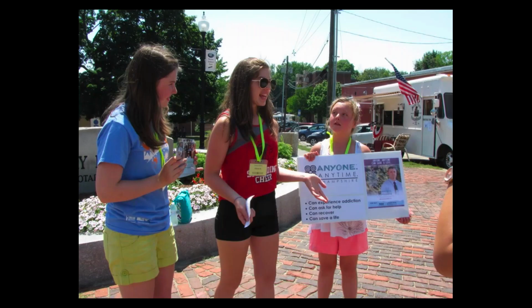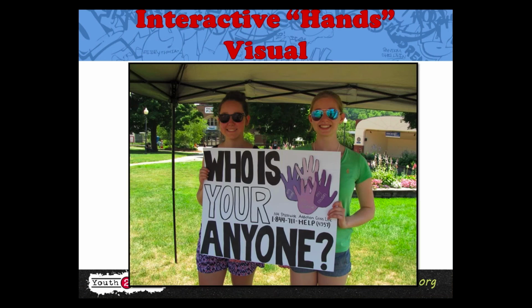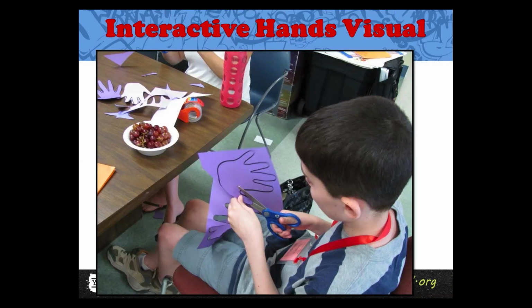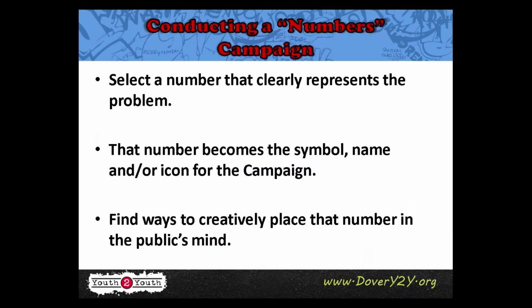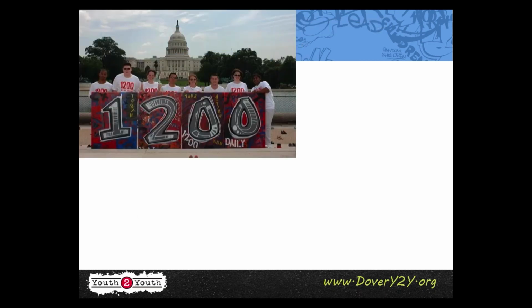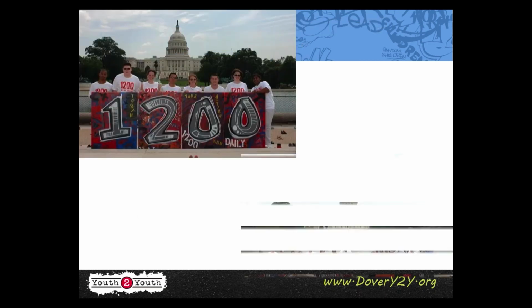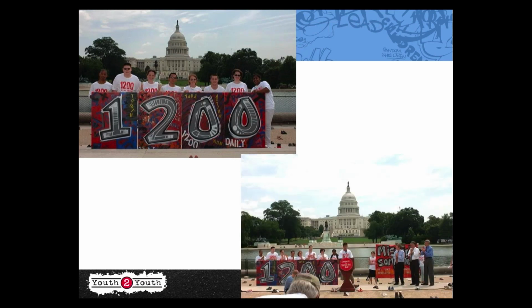So the last type of campaign that we're going to talk about is called a numbers campaign. This is when you build a campaign around a memorable number that represents the concern you're addressing. For example, the Campaign for Tobacco-Free Kids has used the number of people that die each day for a campaign that they did. The number was 1,200.